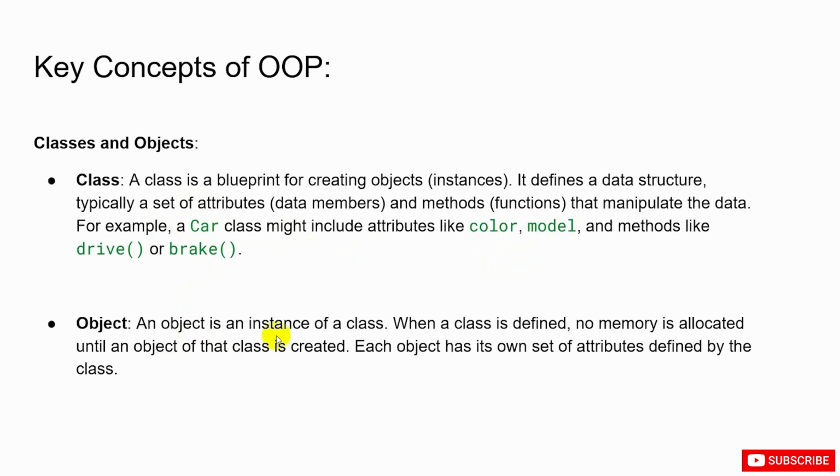An object is an instance of a class. When a class is defined, no memory is allocated until an object of that class is created, and each object has its own set of attributes defined by the class.